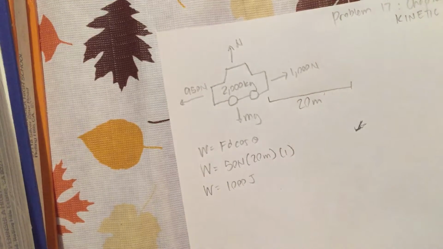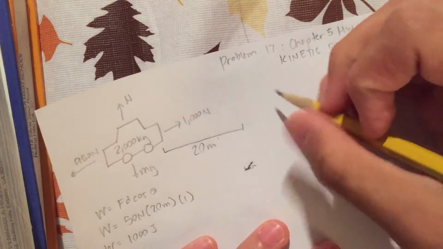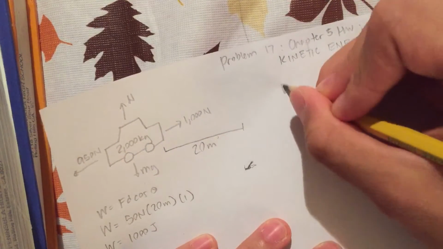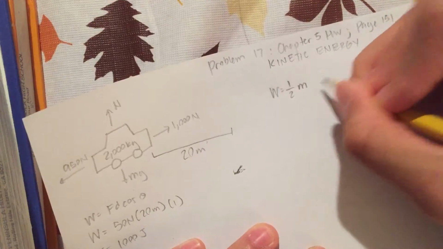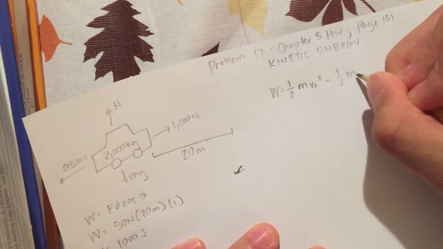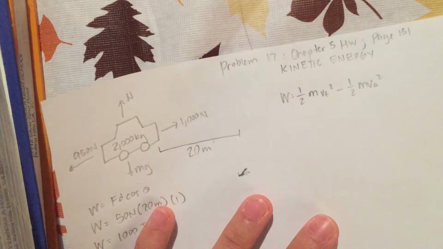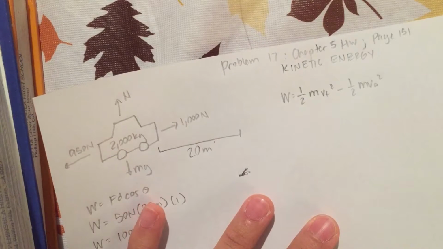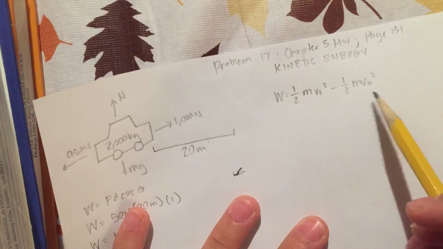Okay? And then the next thing we need to do is plug it into this equation. So work equals 1/2 mass times velocity final squared minus 1/2 mass times velocity initial squared. So this is basically the equation for the change in energy, given that it has a velocity initial and velocity final.